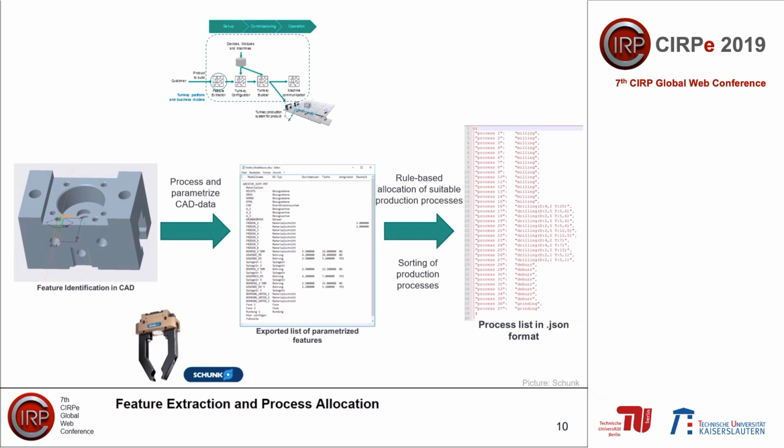When using this feature list, we allocate the features to suitable production processes, such as milling, drilling, and so on. Keeping in mind the parameters and thus the required tool sizes, we can then sort and combine the individual required production processes.